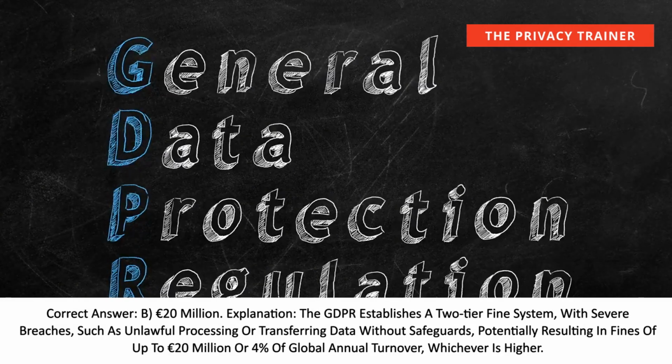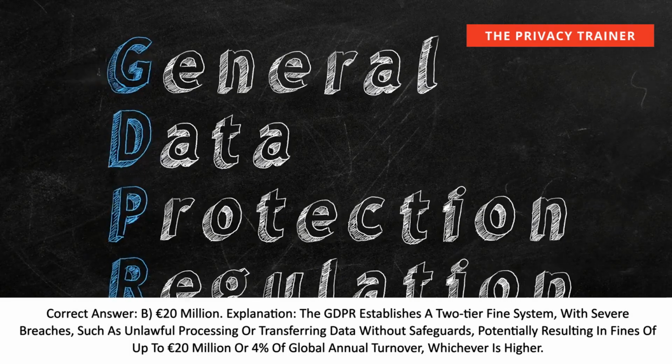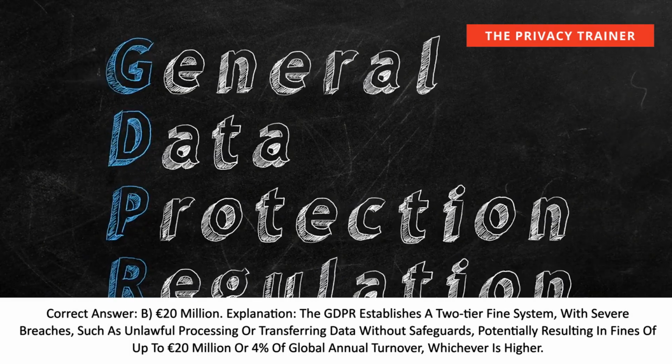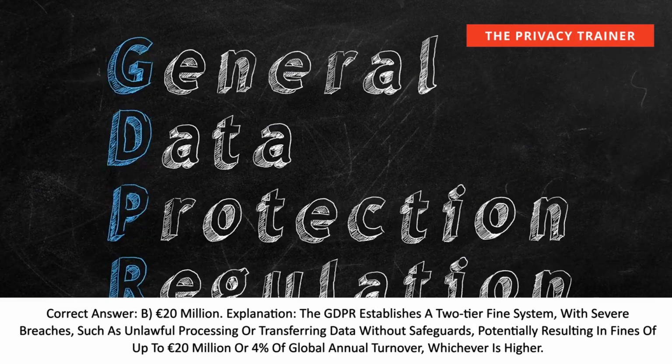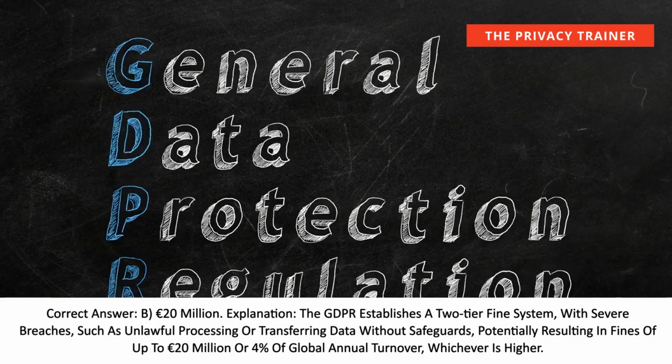Explanation: the GDPR establishes a two-tier fine system, with severe breaches, such as unlawful processing or transferring data without safeguards, potentially resulting in fines of up to 20 million euros or 4% of global annual turnover, whichever is higher.